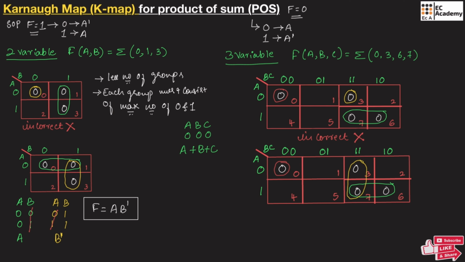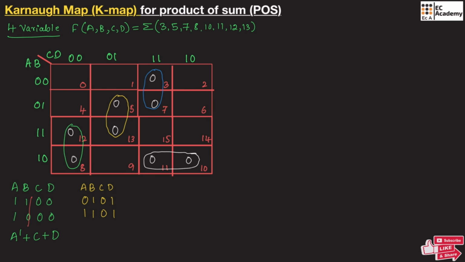For the yellow color grouping, for A, B, C, D, we can write 0 1 0 1. Then we can write 1 1 0 1. If you observe here, A is having different values. That's why we can cancel out this variable. So we'll write B dash, then we'll take C and then we'll write D dash. Between these variables, we'll write plus sign. So that represents the sum of the variables.